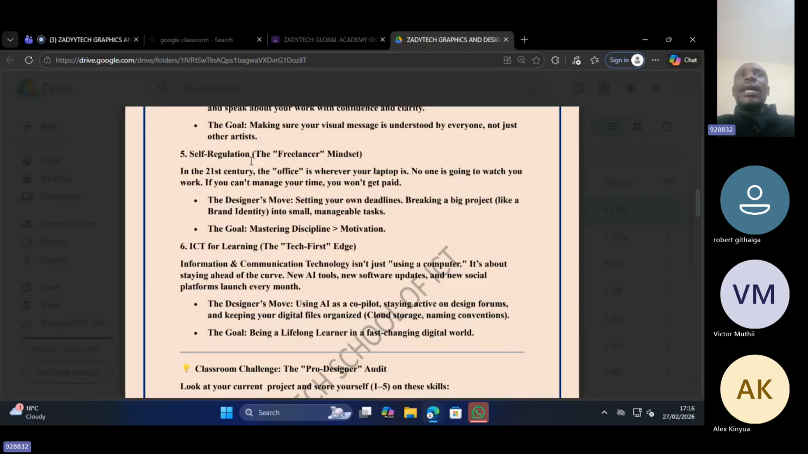And the last skill that we must adopt in this 21st century for us to live and work very comfortably is ICT for learning. Remember that the world is changing very fast. Technology is changing very fast. Everything is changing very fast. So if you decide that you are not going to learn, that you stop the process of learning, you are losing it. My fellow colleagues, you are losing it.